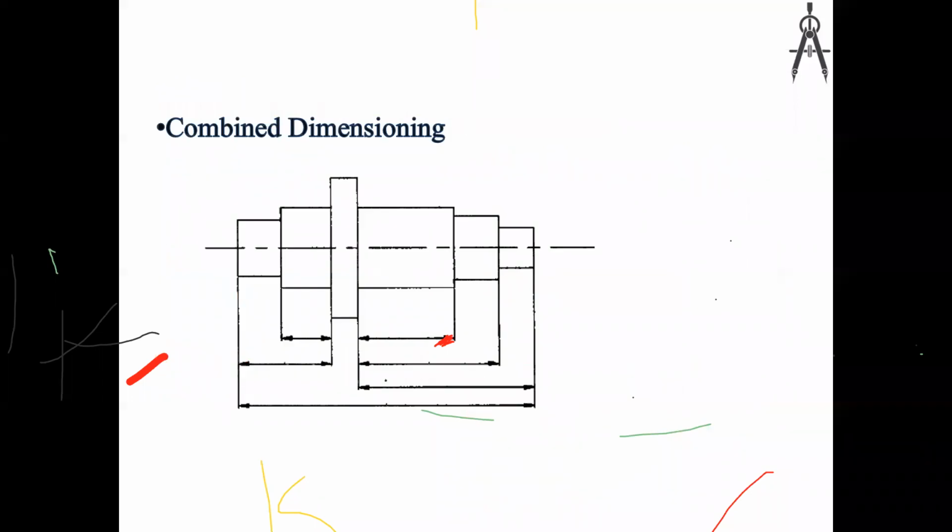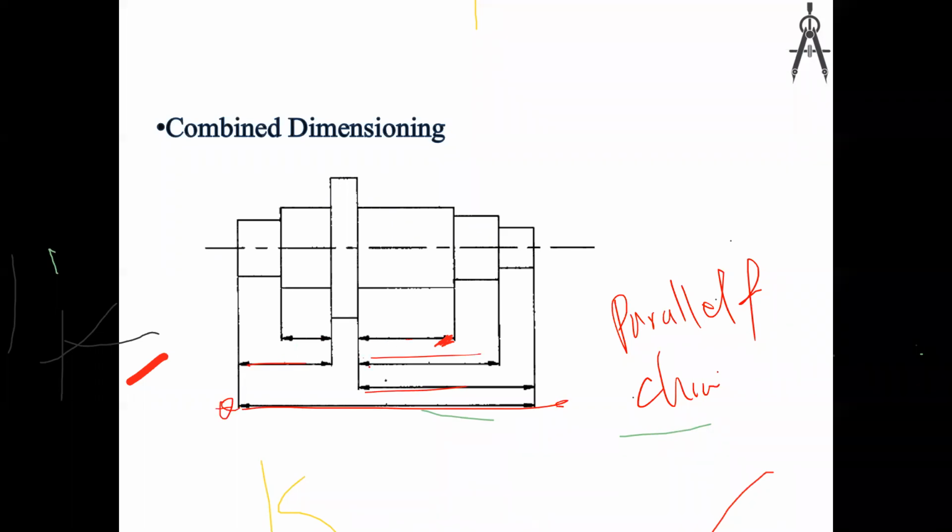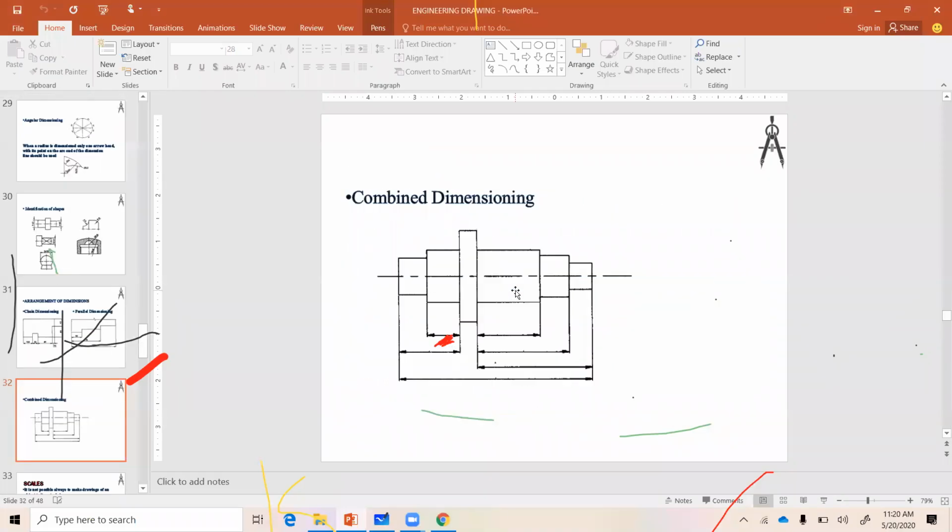This is called combined dimensioning. That means using parallel and chain together. Here you can see parallel dimensioning is also there and chain dimensioning is also there. So that is called combined dimensioning. The total length is also shown, and from the reference points dimensions are also given. This is about dimensioning, right?